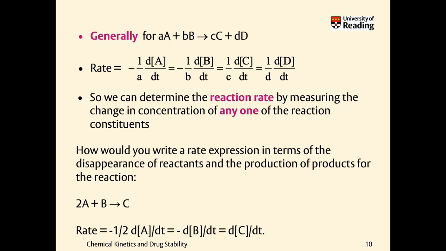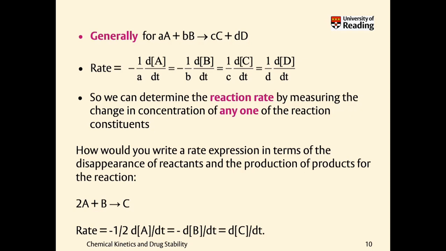The rate of the reaction can be measured as the rate of consumption of A or B or the rate of formation of C. But you need to take into account the stoichiometry of the reaction to relate these to each other. So in this case, minus a half dA by dt, so half the rate of consumption of A, is equivalent to the rate of consumption of B, which can also be measured as the rate of formation of C.